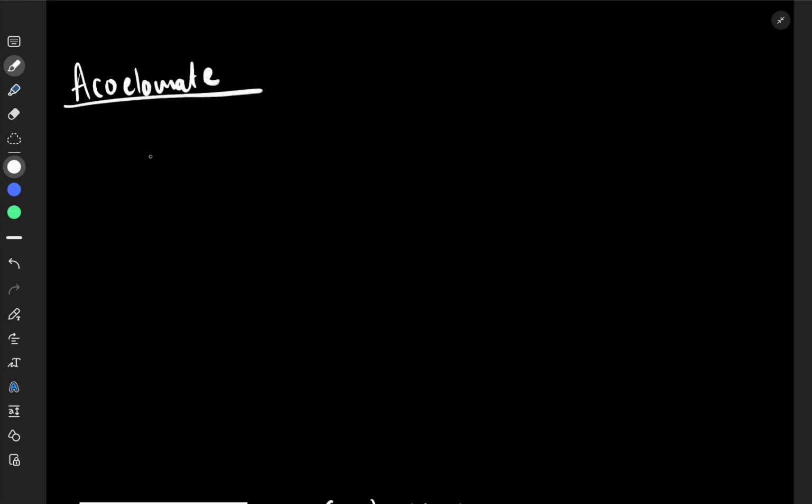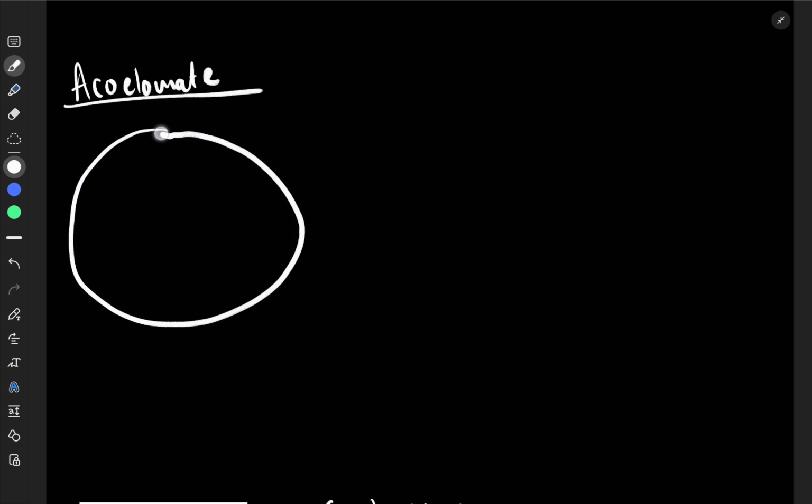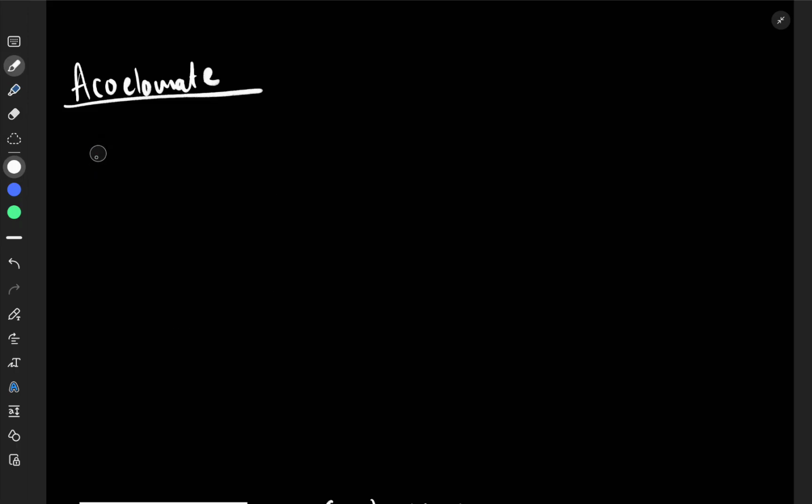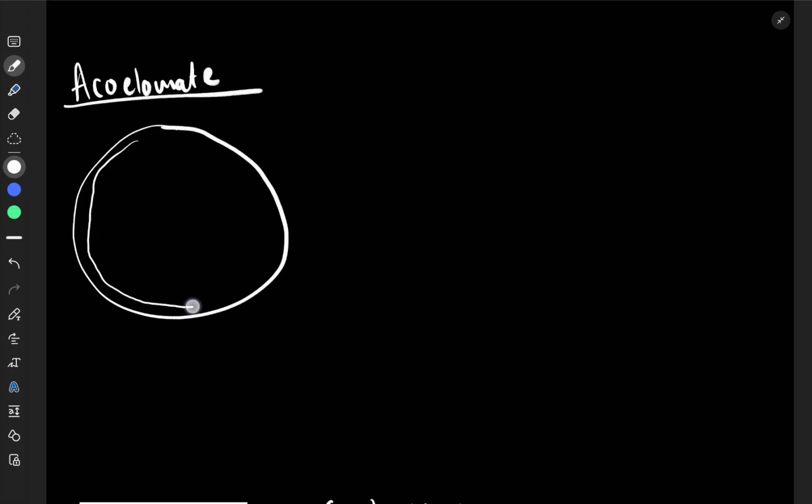Acoelomate is the easiest, right? You draw the outside wheel. Let me make it nice. Outside wheel. Then, this is too thick. Let me just draw my ugly circle. I'll put the inside. Then I go straight to the most inside. Here is the gut. Then I put my endo.